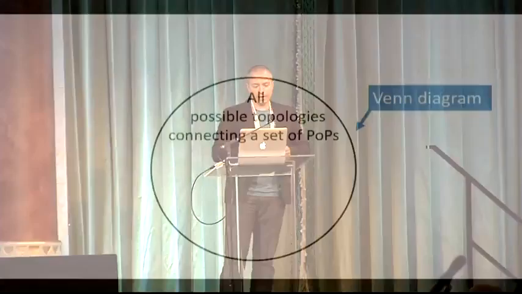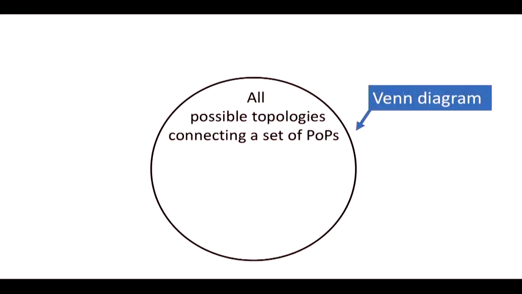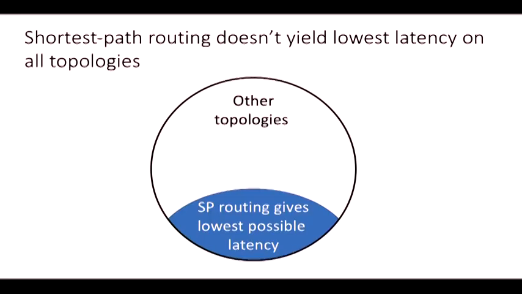So here we have the set of all possible topologies connecting a set of PoPs. What I mean is, if you have a set of PoPs and you figure out all possible ways to connect them, they're there in that Venn diagram. Then we're going to look at the simplest possible routing algorithm, shortest path routing. In the shaded area here, you have the topologies, out of all topologies, where shortest path routing gives the lowest possible latency among all routing algorithms.